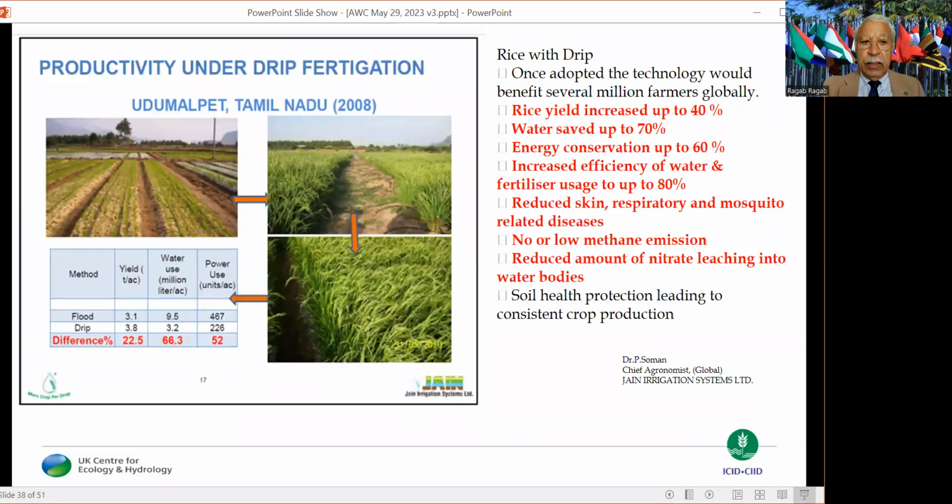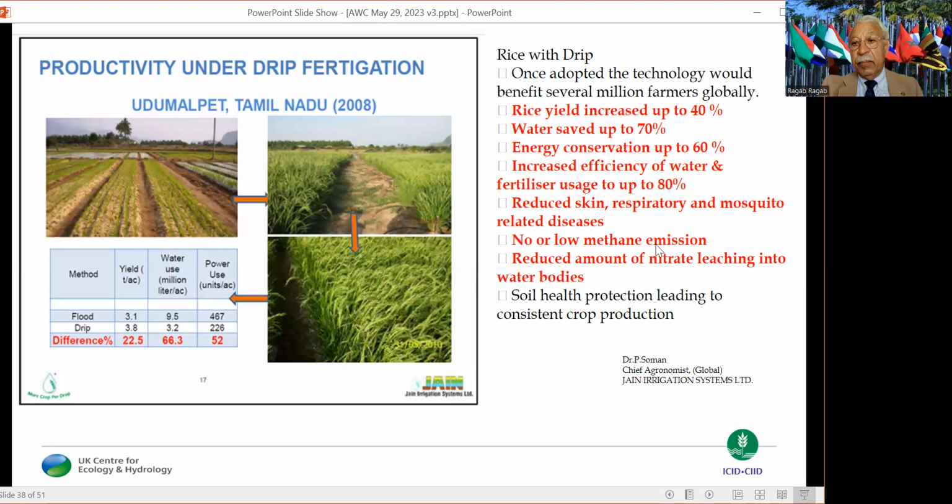And when we think about whether we can save water by changing the irrigation system, here is an example of how we can save water, especially for rice, because rice is always subjected to flood irrigation. You can see here that we can save water up to 70% if we irrigate rice by drip irrigation, and we can have an increase in yield of 40%, and also saving in energy of 60%. And we can also save on fertilizers and avoid mosquito-related diseases.